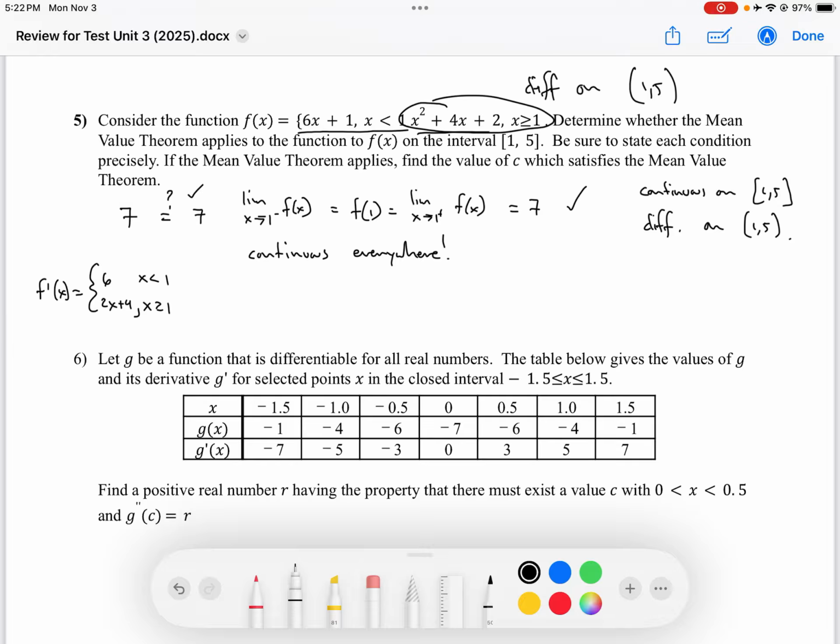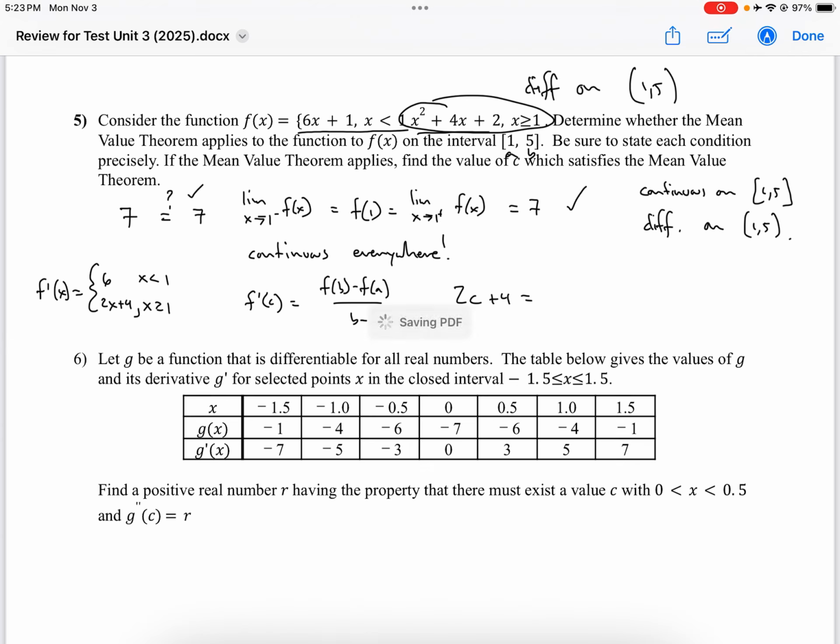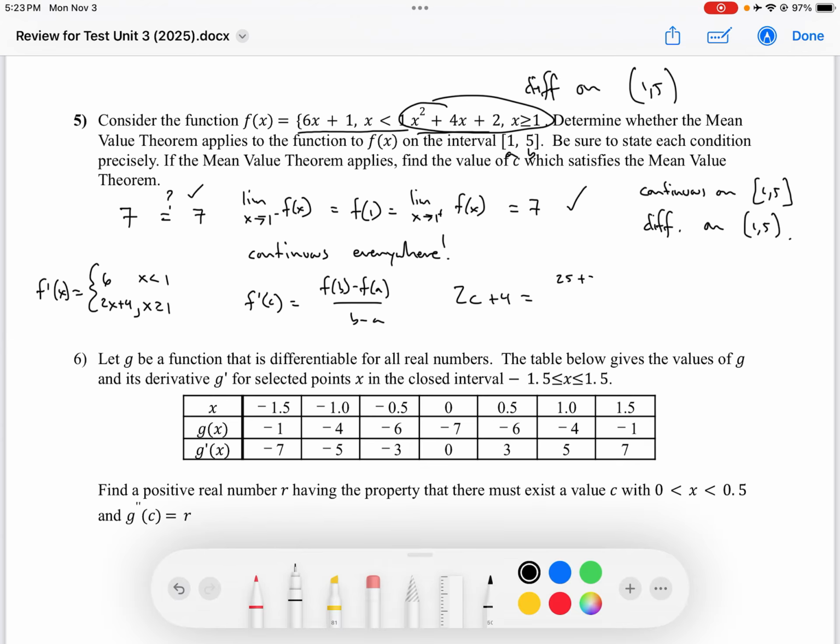So now I need to find c such that f prime of c is equal to f of b minus f of a, all over b minus a. Again, where a is 1, b is 5, and c is what I'm going to find. So f prime of c is going to be 2c plus 4, and I want that to be equal to f of 5, which is 25 plus 20 plus 2, minus f of 1, which is 1 plus 4 plus 2, all divided by 5 minus 1, which is 4.